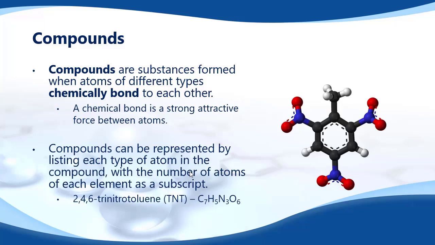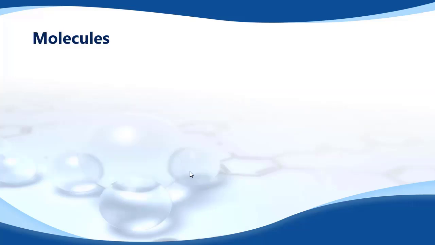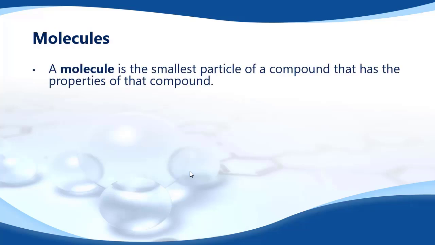Right, so that gives us C7H5N3O6. Okay, so those are compounds. The smallest part of a compound that can exist is a molecule. Again, most molecules are atoms of different elements attached to each other to form a compound. There are some molecules that consist of only one element, so they break the rules a little bit. These are what we call diatomic elements.